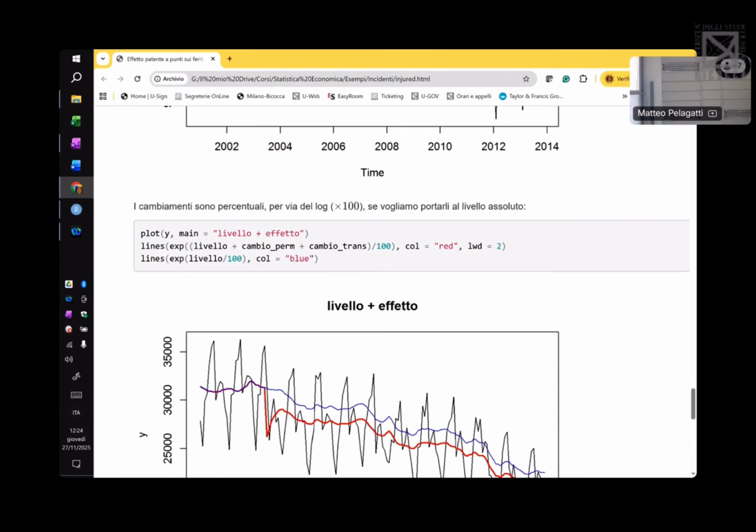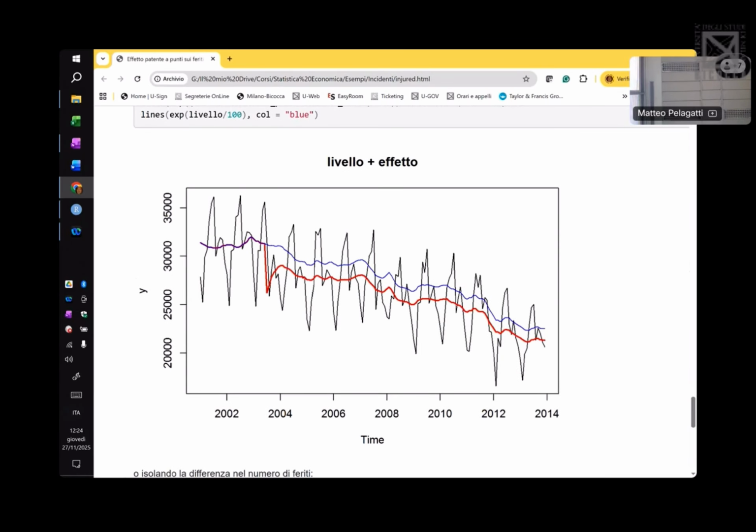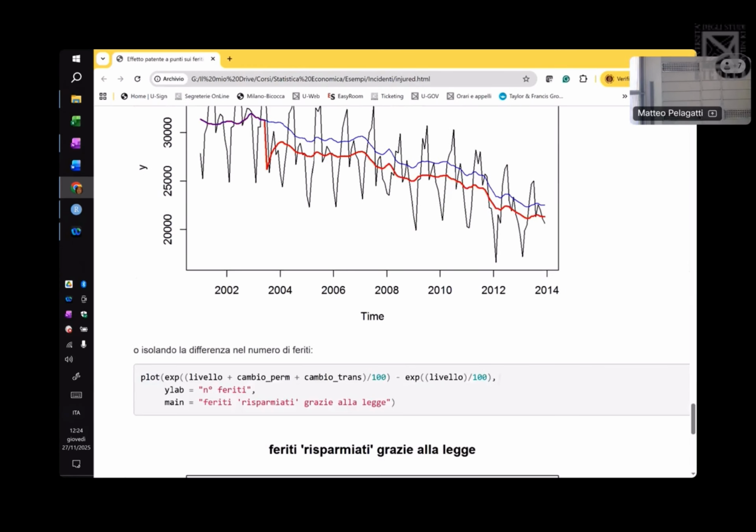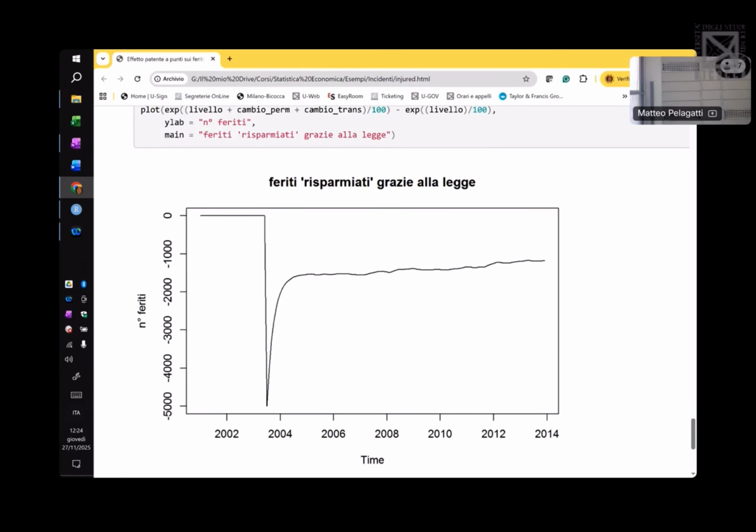And this is, okay, back in the original unit of measurement. So you should see I take the exponential and divide by 100. And so here you can count the difference between two lines, and that would be the number of injuries that you saved because of this policy. And this is, yeah, exactly what I said. So this is every month the number of saved injuries because of the policies.